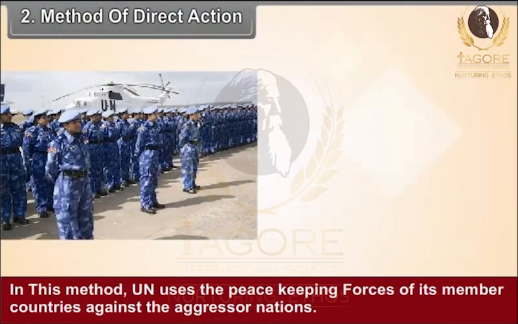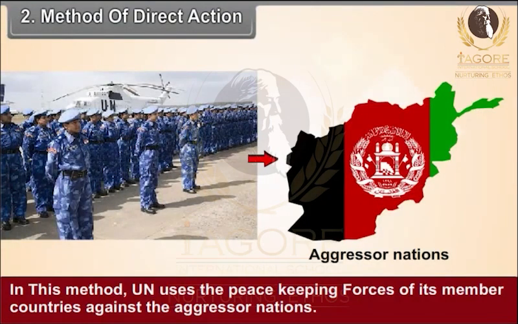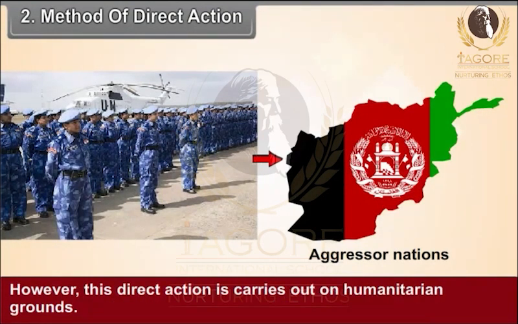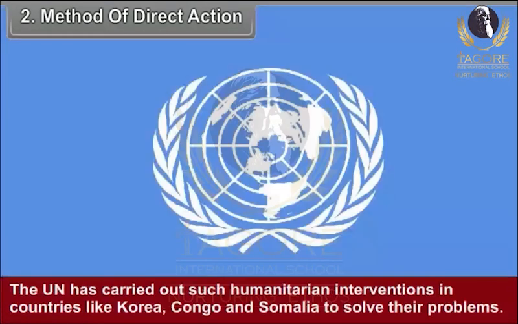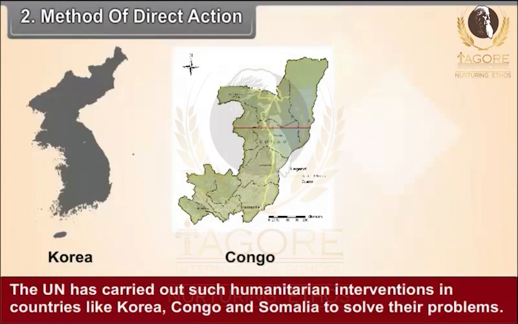In this method, the UN uses the peacekeeping forces of its member countries against the aggressor nations. However, this direct action is carried out on humanitarian grounds. The UN has carried out such humanitarian interventions in countries like Korea, Congo and Somalia to solve their problems.